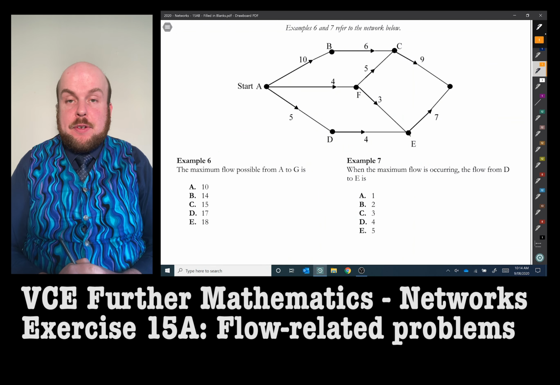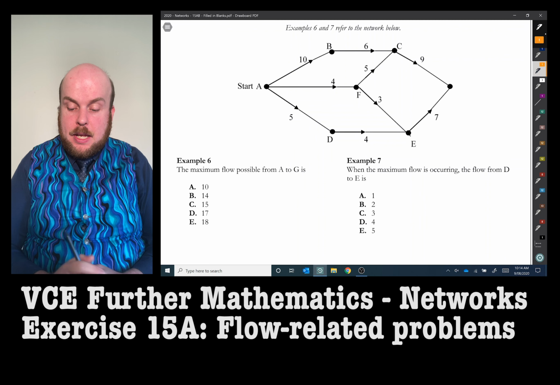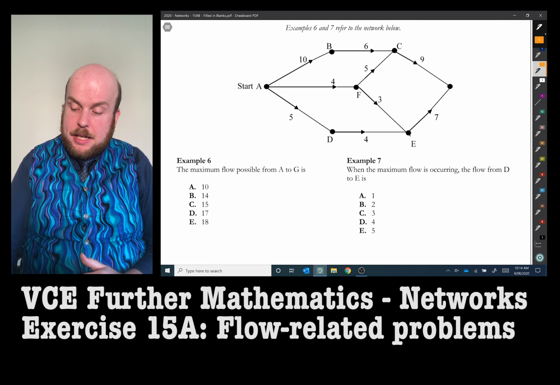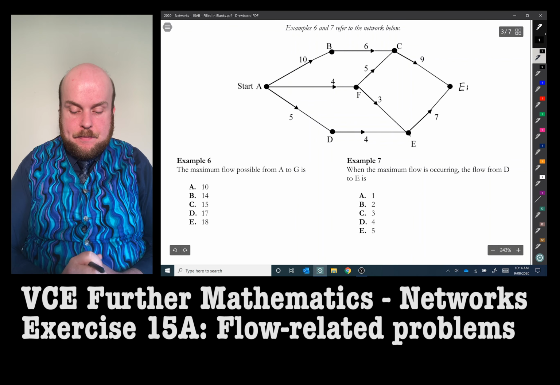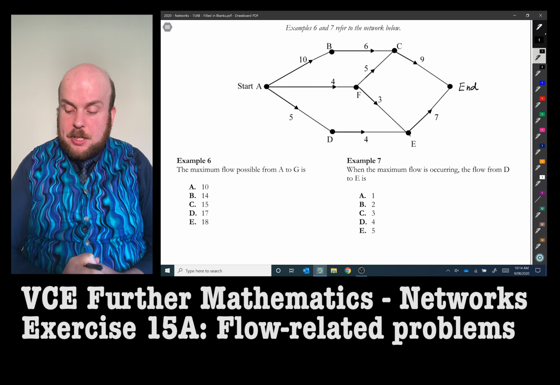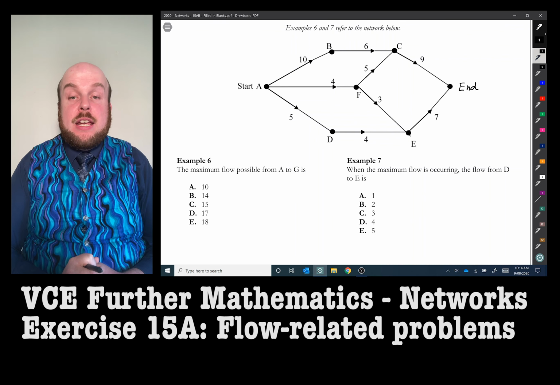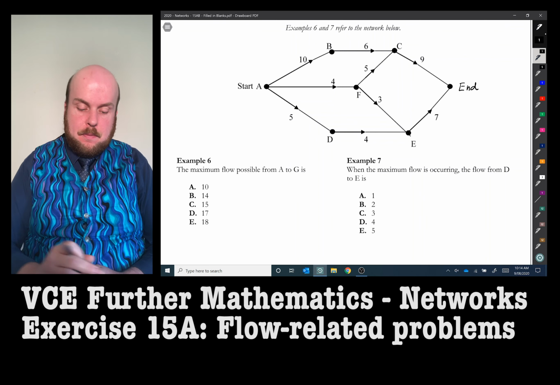Examples 6 and 7 refer to the network below. In this example, you can assume that this final vertex is the end. Example 6, we need to find the maximum flow possible from A to G. And example 7, when the maximum flow is occurring, the flow from D to E is. You can use any of the strategies that I've taught so far to find this result.